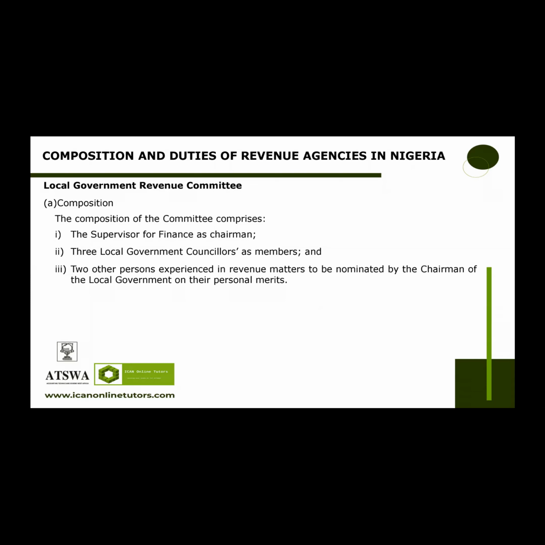The functions of the Local Government Revenue Committee include the responsibility for the assessment and collection of all taxes, fines, and rates under its jurisdiction, and to account for such in a manner to be prescribed by the chairman of the local government, and to be autonomous of the local government treasury. It shall be responsible for the day-to-day administration of the department, which forms its operational arm.